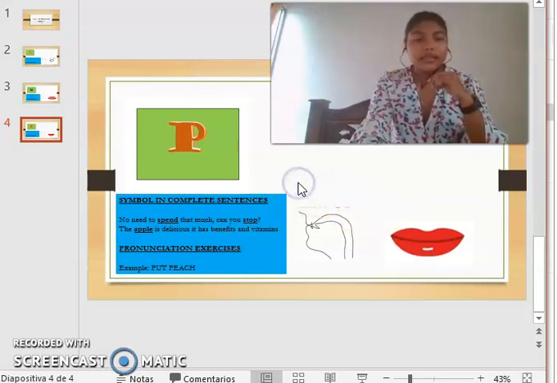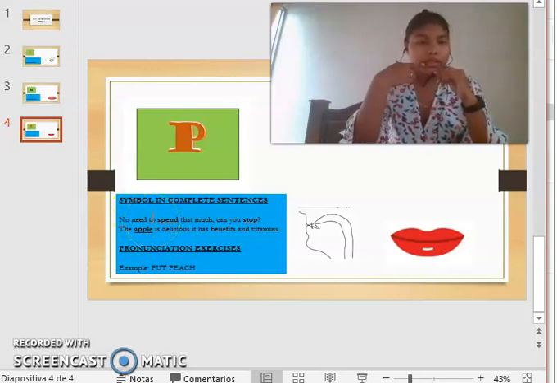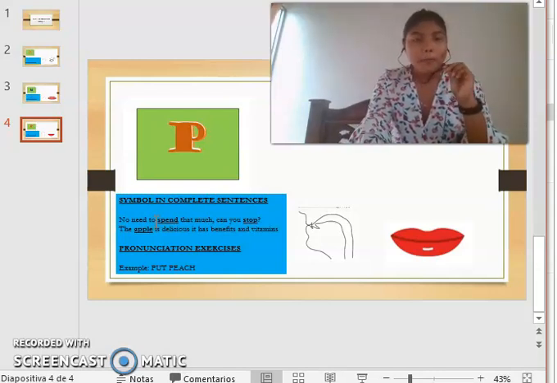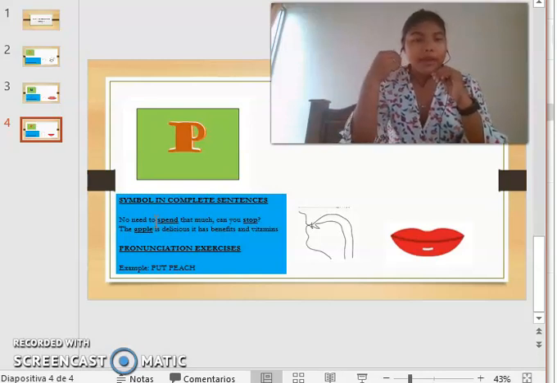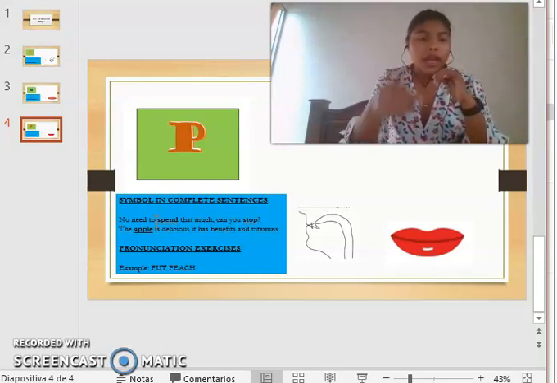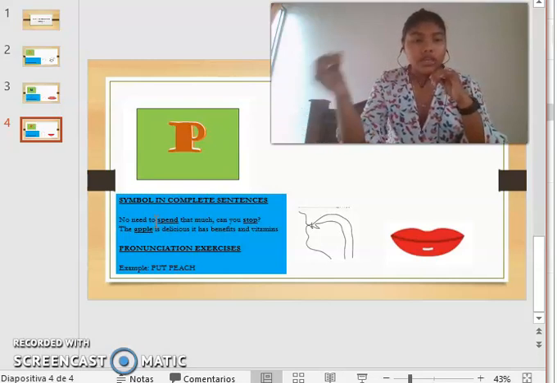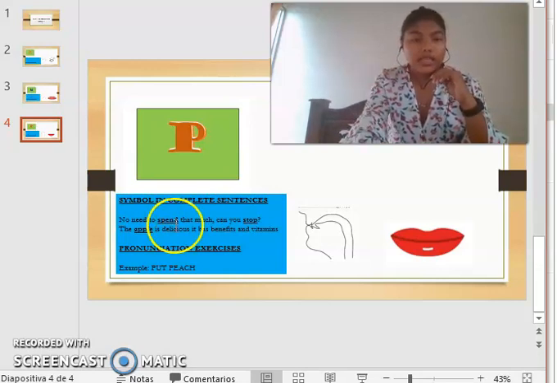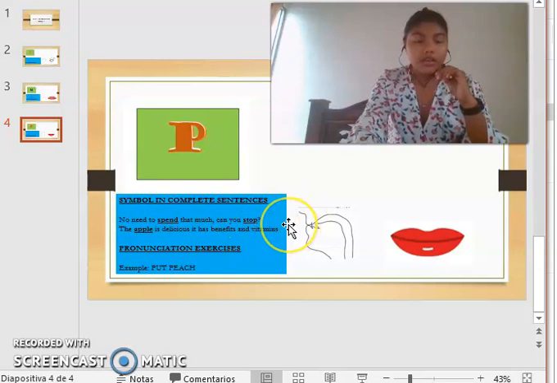In a sentence: No need to spend that much. Can you stop? You listen: spend, and stop. Second example: the apple is delicious. It has benefits and vitamins. The apple is delicious, has benefits and vitamins.